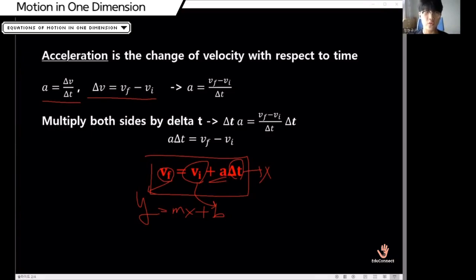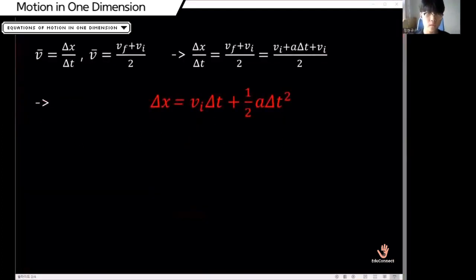The second equation we'll derive is the long kinematic equation. It relates position to time. To derive this equation, recall that we define the average velocity as the displacement divided by the time interval: v average equals delta x over delta t. For our derivation, we will also need to define the average velocity in terms of initial and final velocity: average velocity equals the final velocity plus the initial velocity divided by 2.